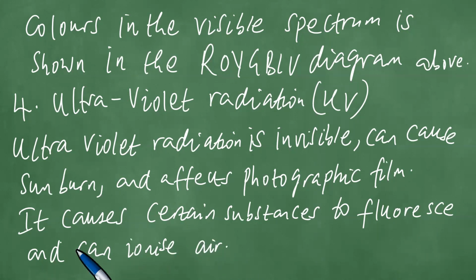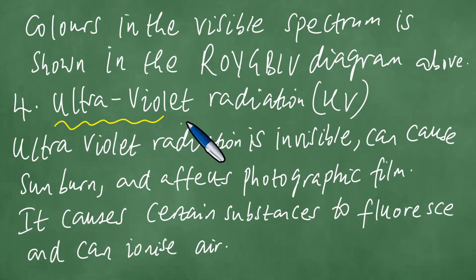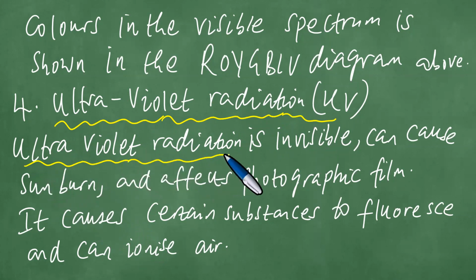Okay, we're speaking about, let's say a little bit more about the UV radiation. What is it? Okay, this ultraviolet radiation, what is it? It is invisible. You can't see it with the naked eye. It can cause sunburn and affects photographic film. It causes certain substances to fluoresce and can ionize air. Okay, so this is UV radiation.